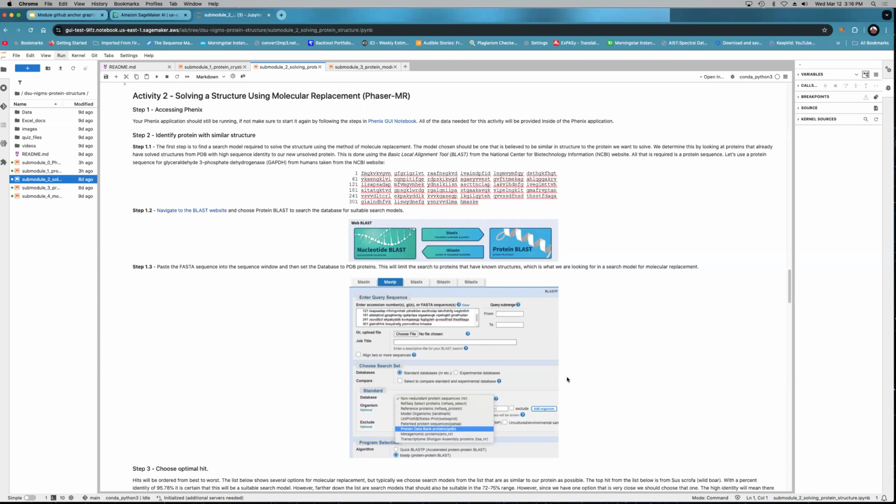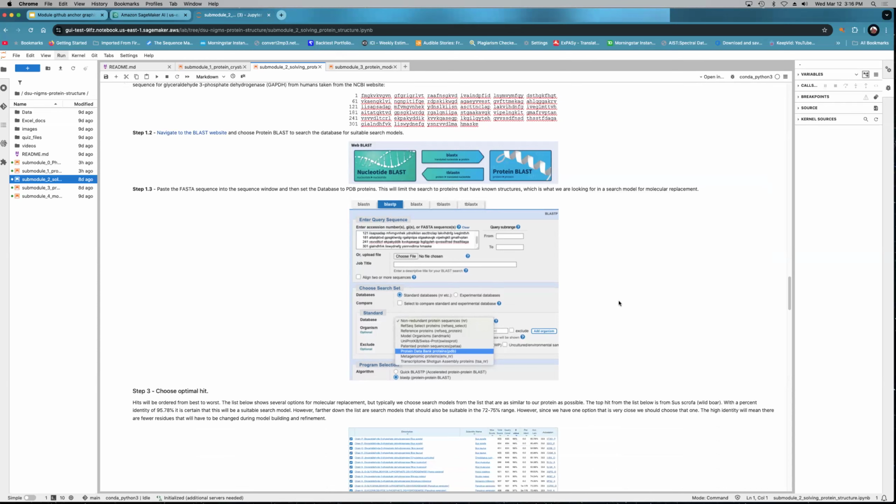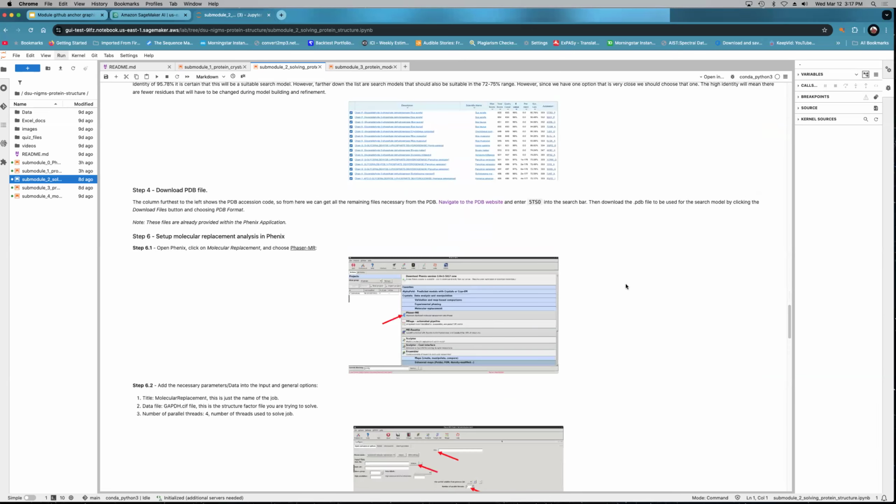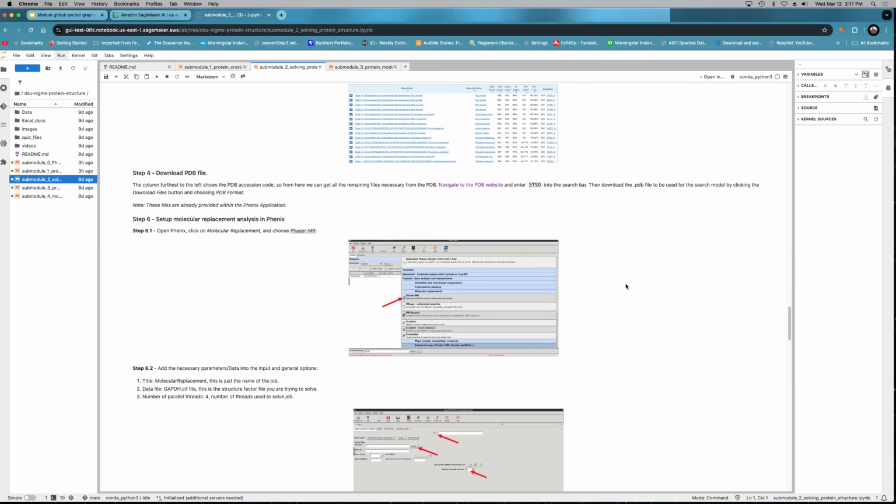Basically, you take your protein sequence, go through and find a comparator by doing a BLAST search, looking specifically for proteins with known structures in the Protein Data Bank. And from there, you just choose one of the structures that comes up. Usually just pick the one that has the highest sequence similarity. And from there, download the PDB file and use it as the search model to try to find the structure of your protein.